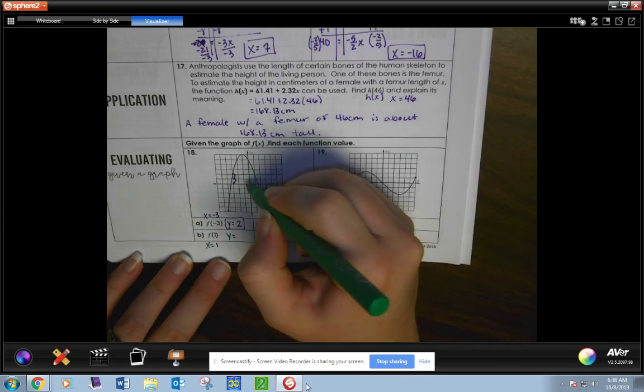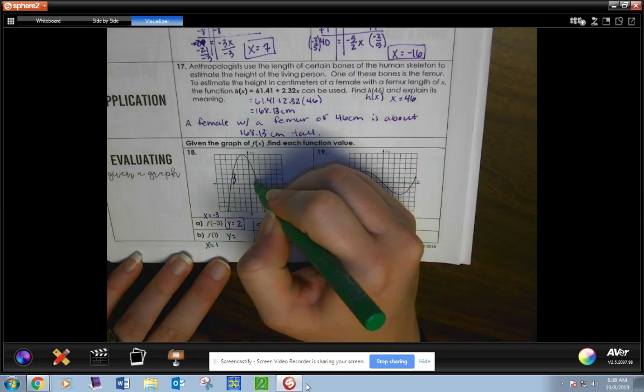Okay, for B, they're saying f of 1. So they're telling me x equals 1. So I want to find what y equals. So I'm going to go to the x-axis where it's 1. And to get to the curve, I again have to go up 2. So y equals 2 again.